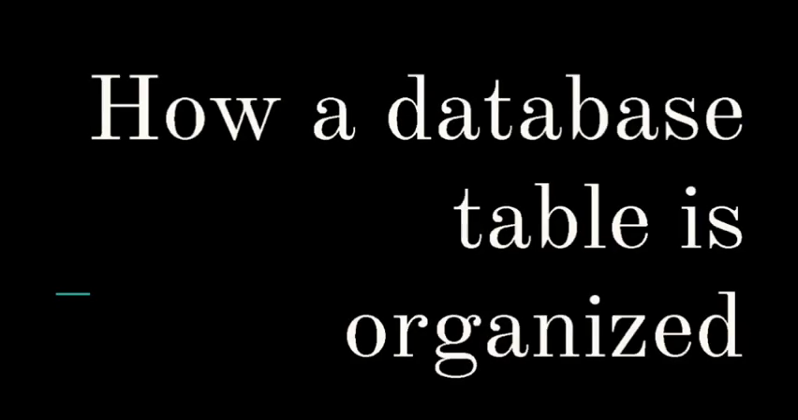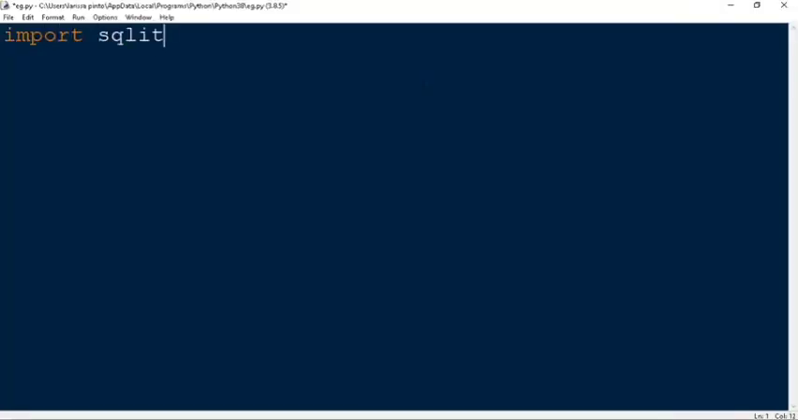How a database table is organized. A database table, especially a relational table, is organized in rows and columns. For that, we will first create a table in Python using the SQLite package, which is inbuilt.